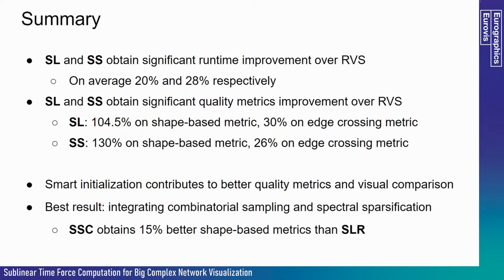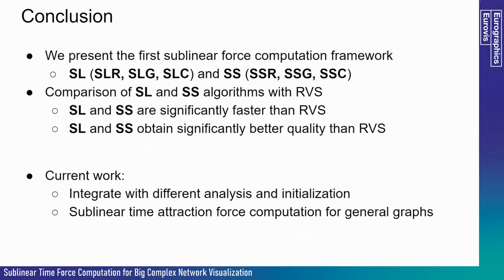And the best result we can see when we integrate combinatorial sampling and spectral sparsification, that is SSC. Most notably, it obtains 15% better shape-based metrics than SLR. So in conclusion, we've presented the first sublinear force computation framework with the algorithms of SL and SS, and compared to RVS, both SL and SS are significantly faster and obtain significantly better quality metrics.